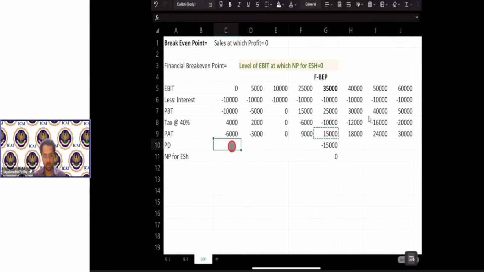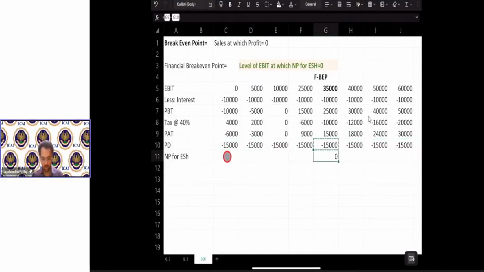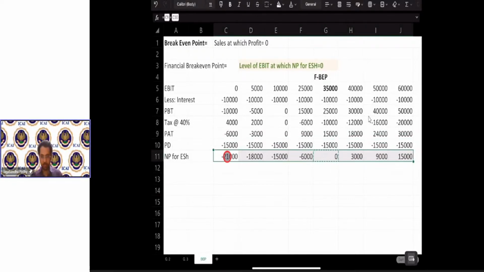And then we have the preference dividend. Now, preference dividend needs to be paid. Suppose the preference dividend needs to be paid irrespective of the profits, and you are paying the preference dividend out of it. And now, if you look at the net profit for equity shareholders, we have these numbers.